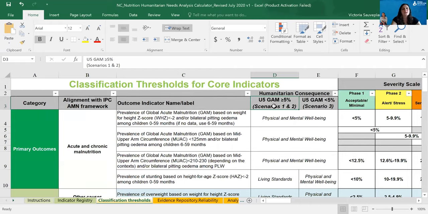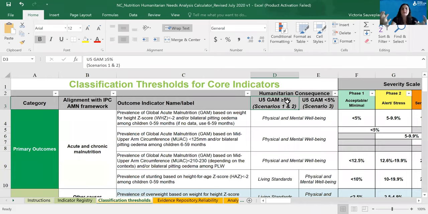If you're in a scenario two, where the under five global acute malnutrition levels are above 5%, then you're in scenario two. So if an IPC cannot be done in your country and you have high levels of GAM for children under five, then you focus on scenario two and only two for the nutrition situation analysis.